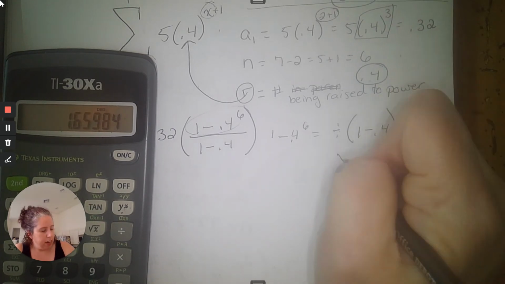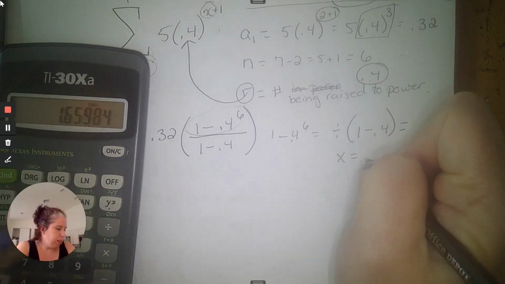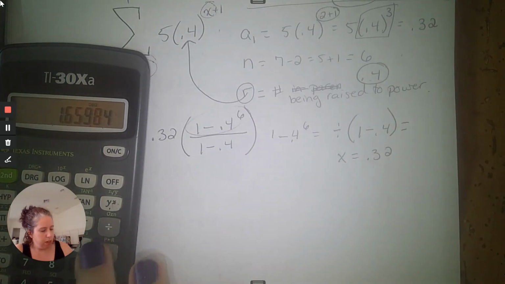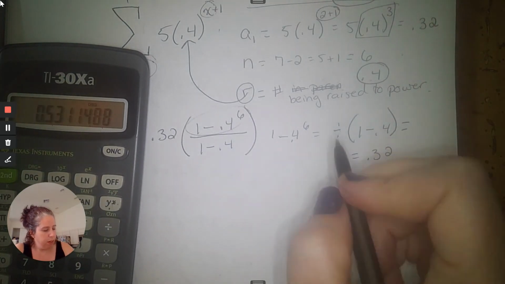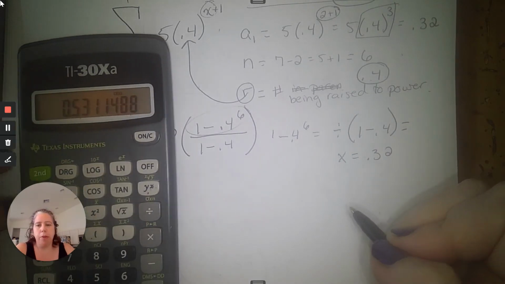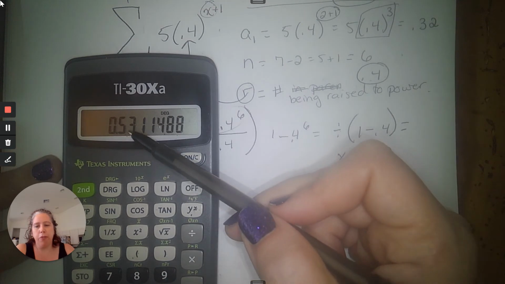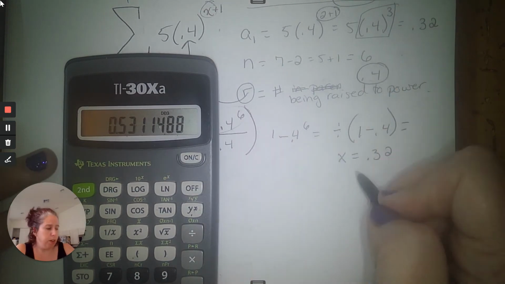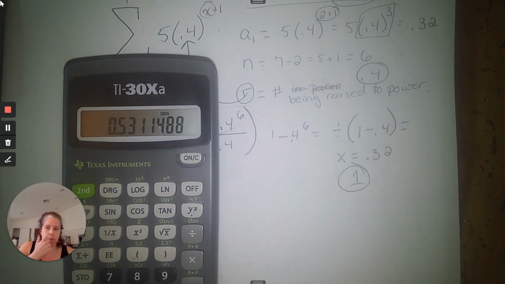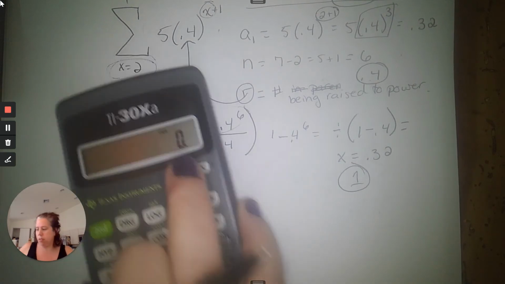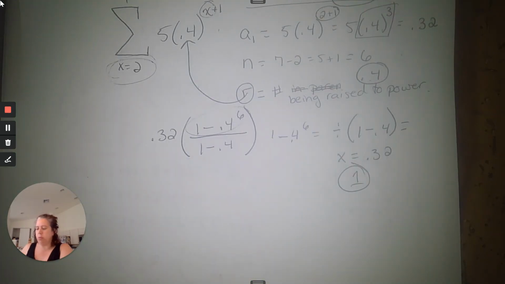Okay, then you're going to times it by your outside number, which in this case is 0.32. Now, the directions on Delta Math are actually going to tell you to round to the nearest integer. Okay, so if I got 0.5, my nearest integer is going to be 1. Your answer is going to be 1. All right? Okay, let's try this next one.